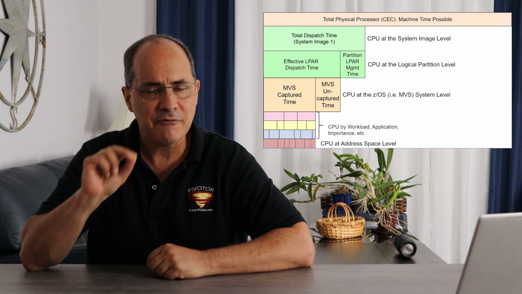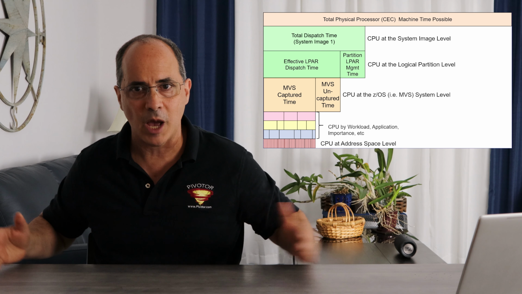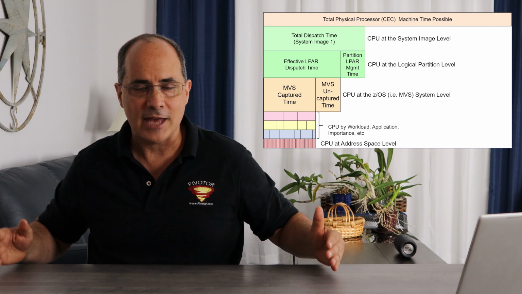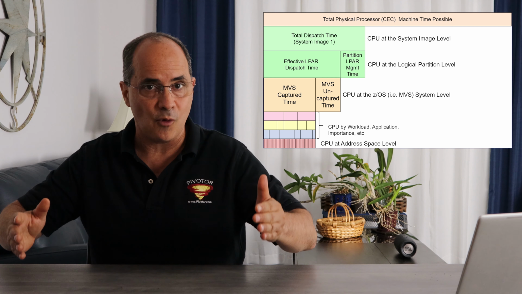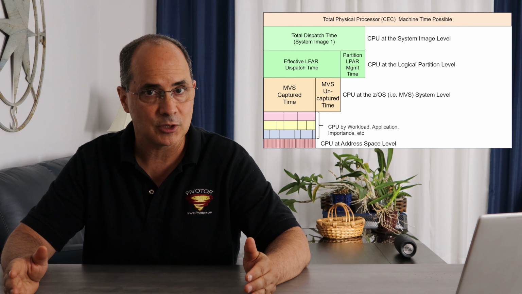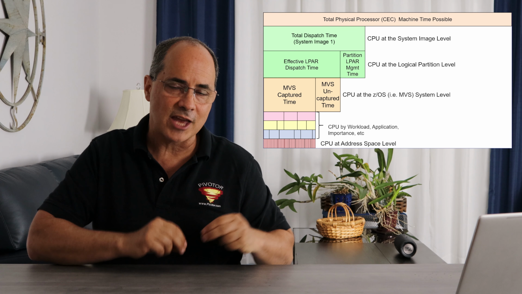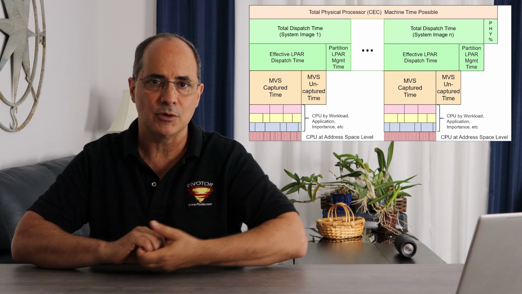If you take all your address spaces, in theory, the CPU time of all your address spaces should about equal the CPU time of all your workloads, which should about equal the CPU time of your MVS captured time. The point is, you can see we're going at a more and more finer granular level of how to break the CPU time up.